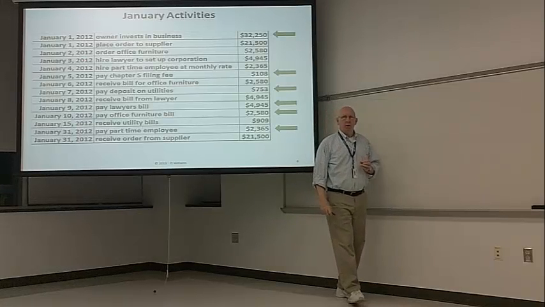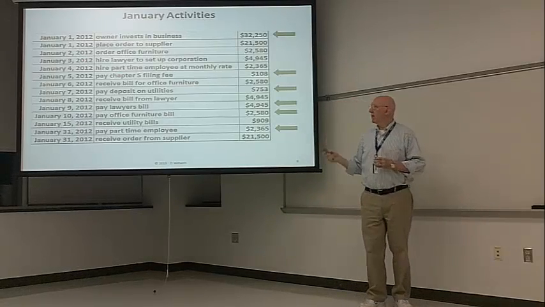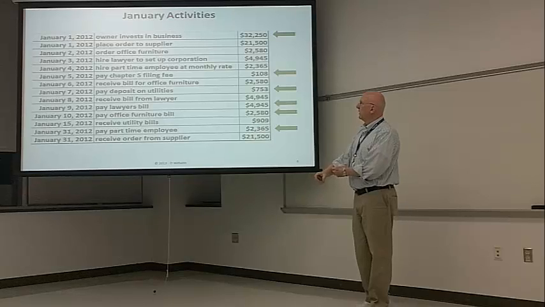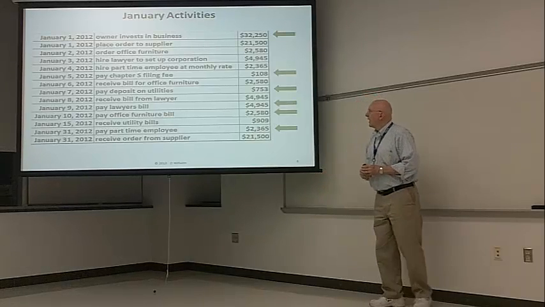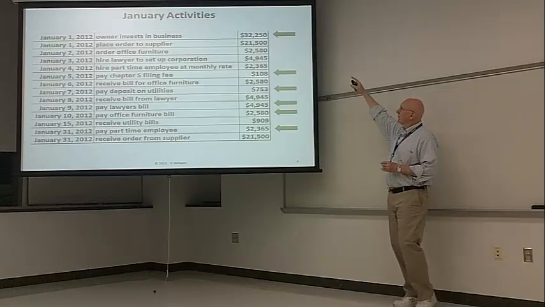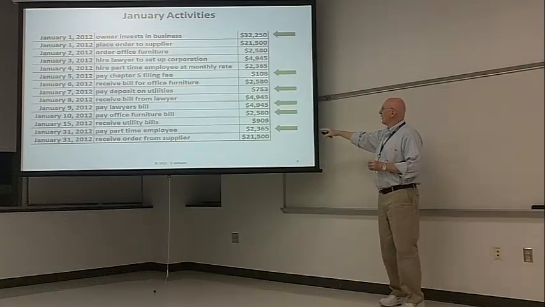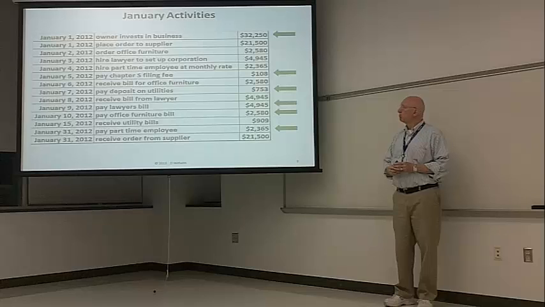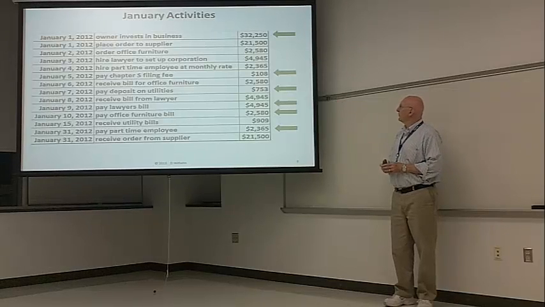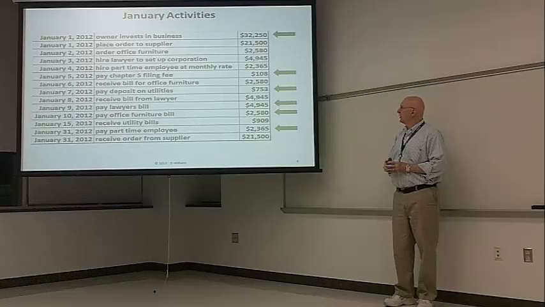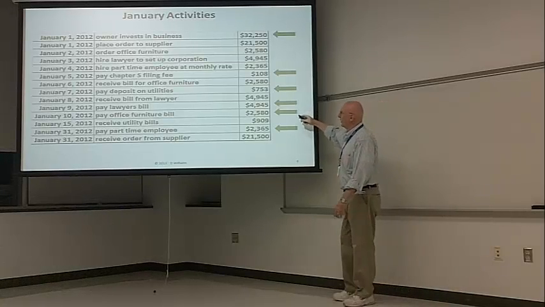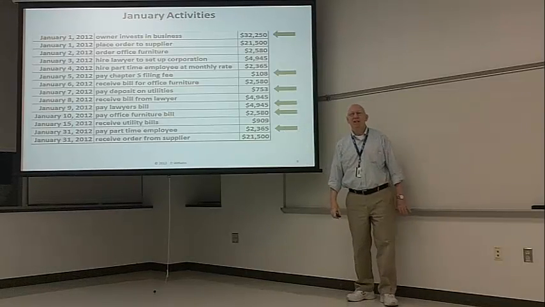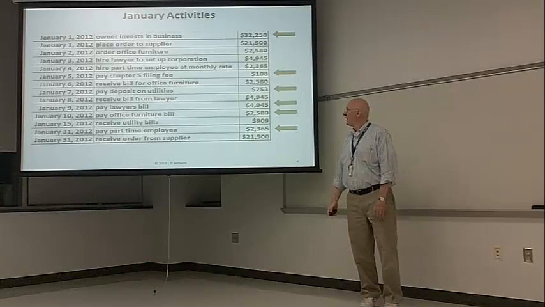Depending on what sort of size screen you're viewing this on, you may not be able to see this, but these are the January activities from the Cash Flow 1 homework problem. And of these activities, only the ones with the arrows actually affect cash flow. So the owner invests in the business, pay Chapter S filing fee, pay deposit on utilities, pay lawyer's bill, pay office furniture bill, pay part-time employee. It's sort of a key word in there that says pay.